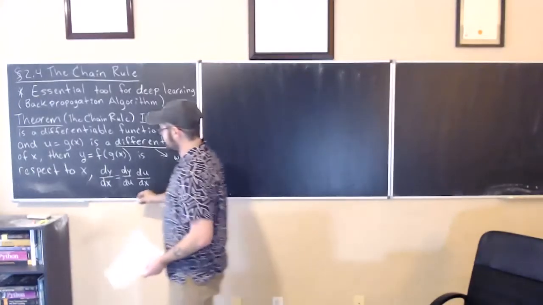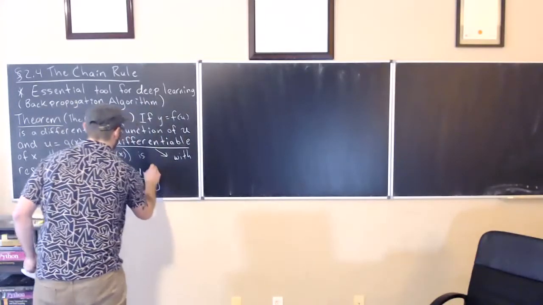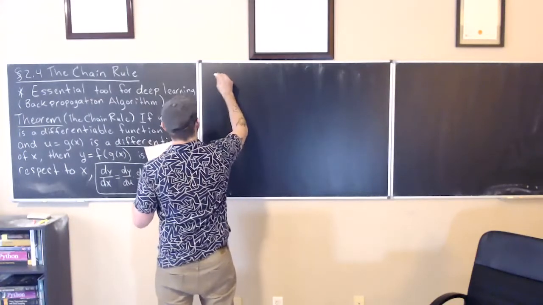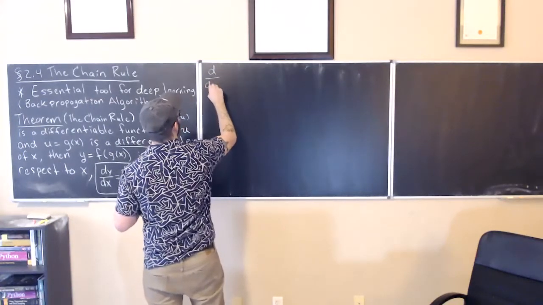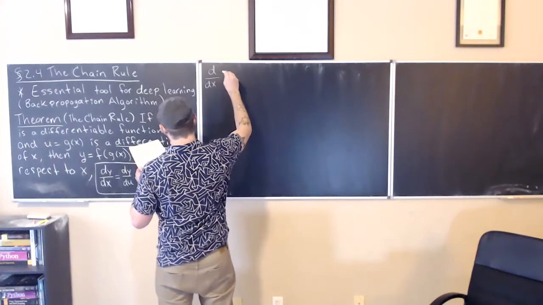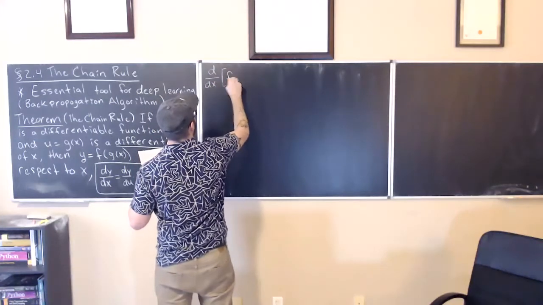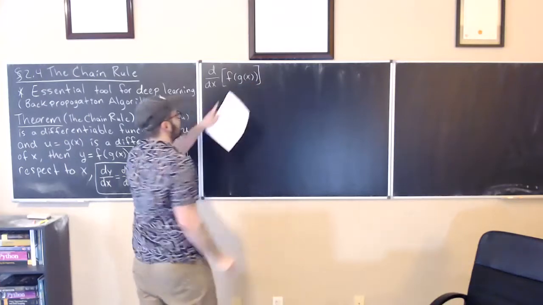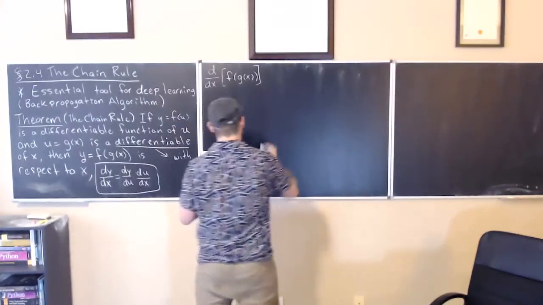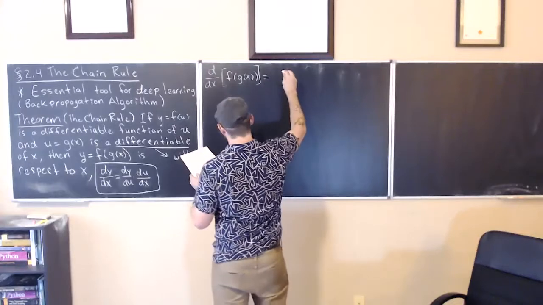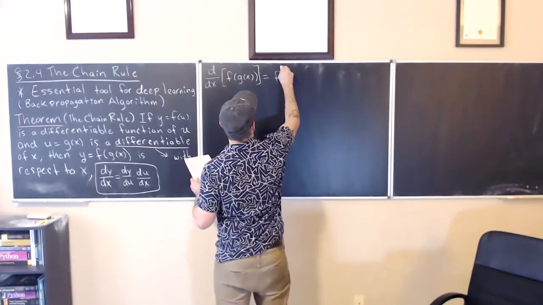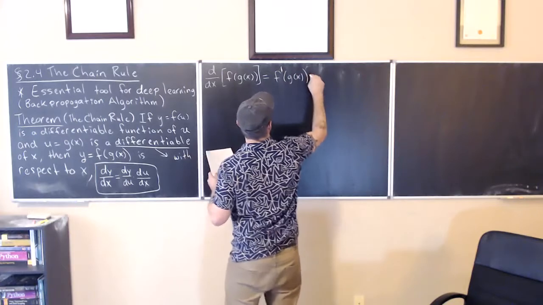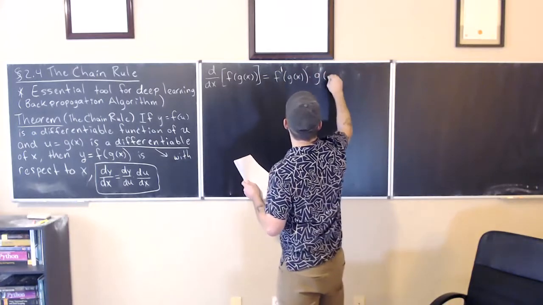Another way of writing it, so this is the main formula that I think of, but another way of writing it is as follows. So d dx of the composite function f of g of x, so f is composed with g of x, is equal to f prime of g of x times g prime of x.